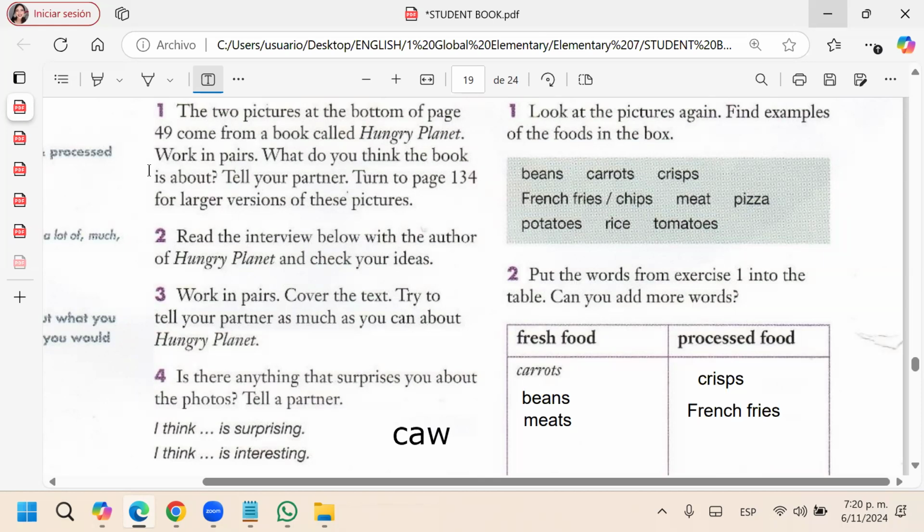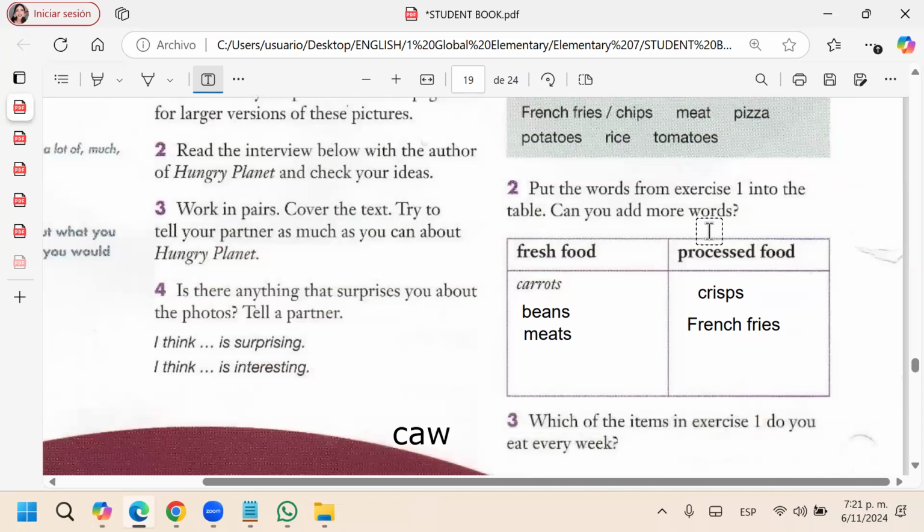Beans, okay, they can be natural, fresh food. If I go to the market and buy canned beans, it can also be processed. So it depends. Oh, tomatoes, it's the same. It's exactly the same.